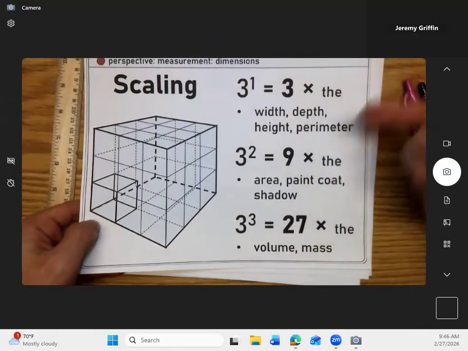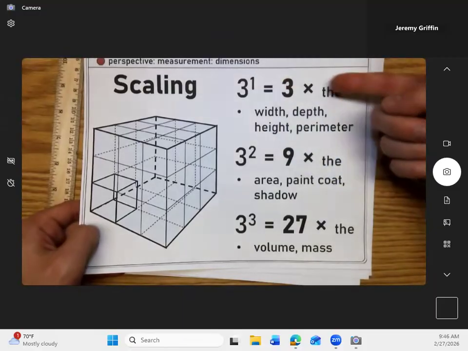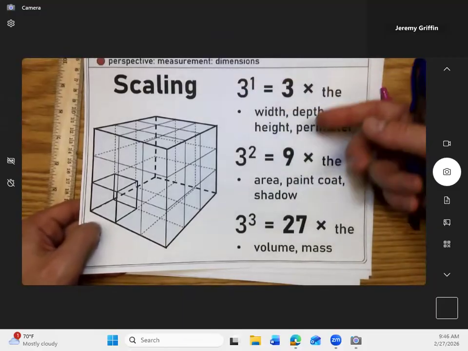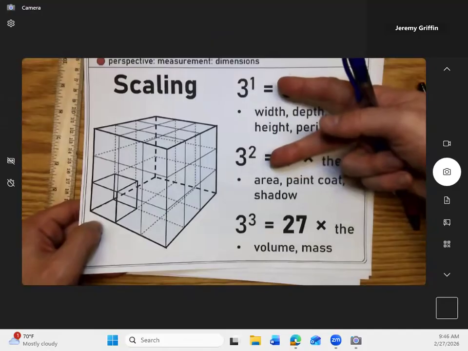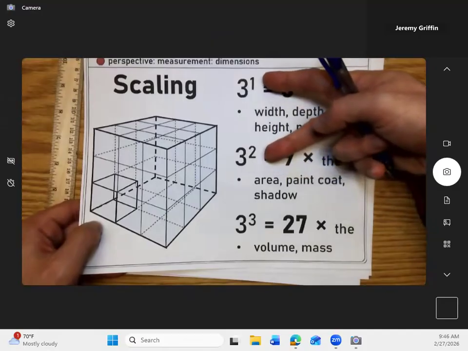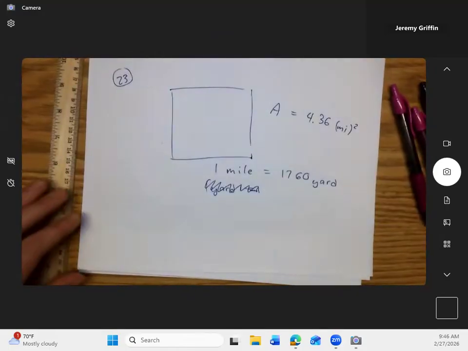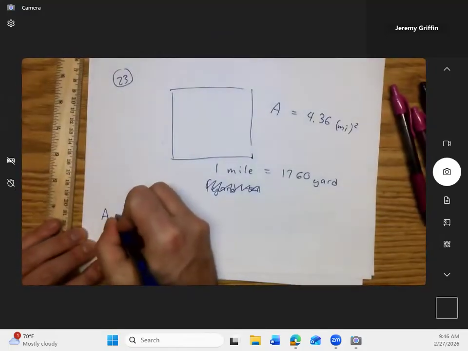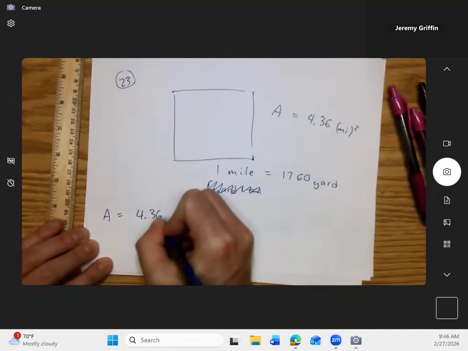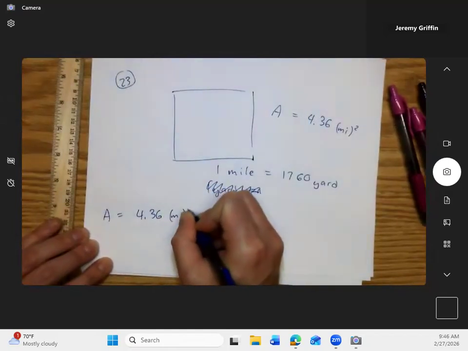Because guys, if you're going from miles to yards, that's a linear relationship. But if you're solving for area, you have to do what to the linear value? Square it. You have to square it. Or you can solve this with dimensional analysis. Here, I'll do it that way. Let's go: area equals 4.36 square miles.